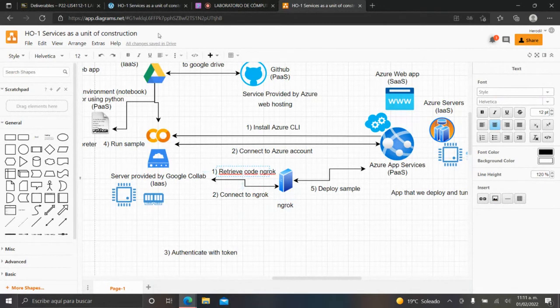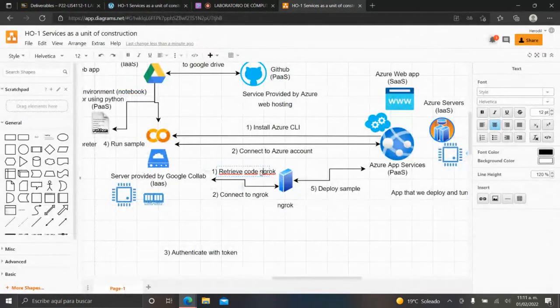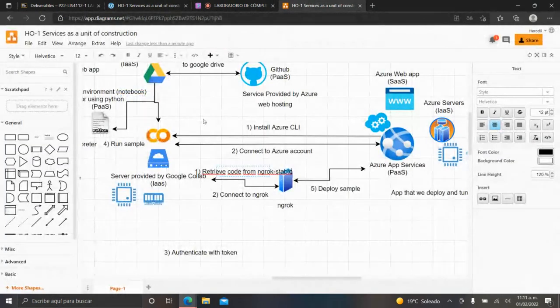How can I put it? Retrieve code from ngrok. You can say the name of the zip, ngrok stable linux .zip. Go from ngrok stable linux.